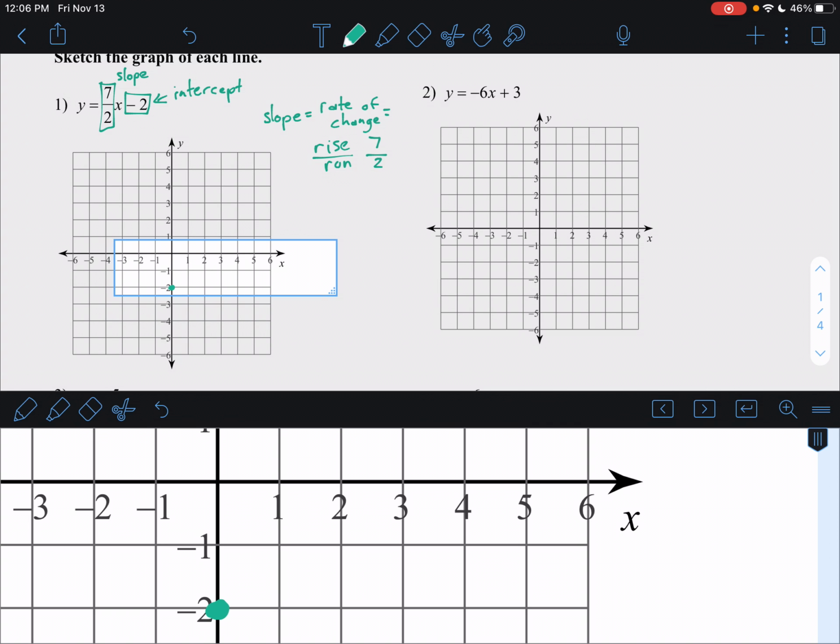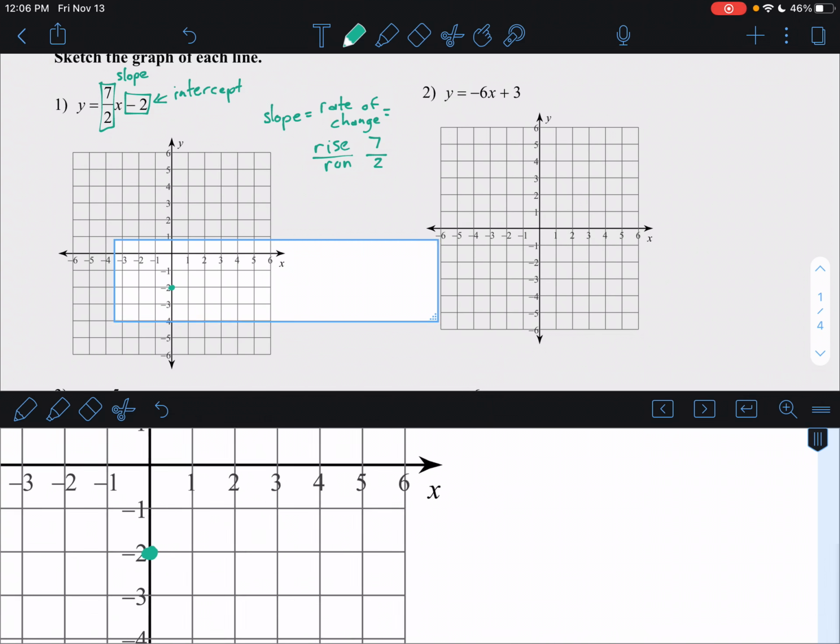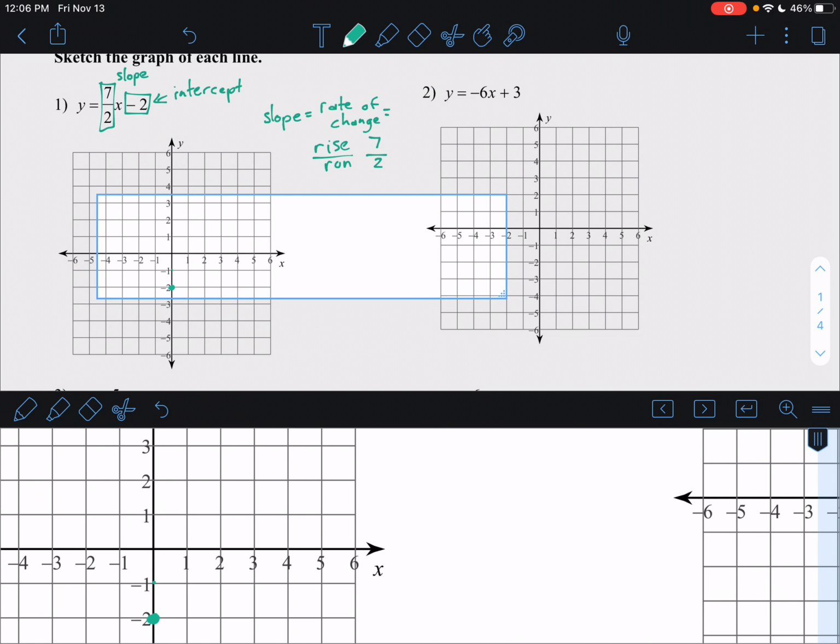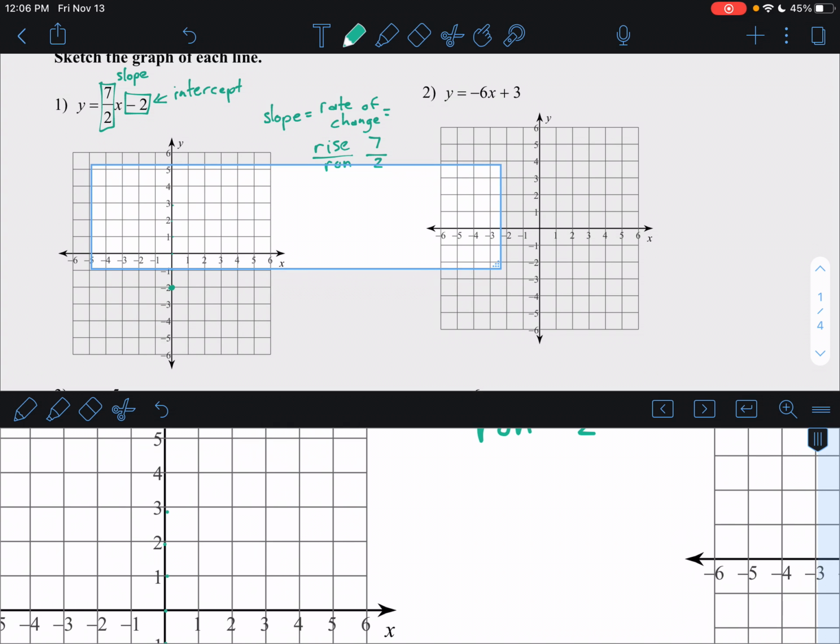So from my intercept, I'm going to go up 7: 1, 2, 3, 4, 5, 6, 7, and over 2. And when I say over, I mean to the right. So to the right 2. That gives me a new point at (2, 5). So now I have 2 points.